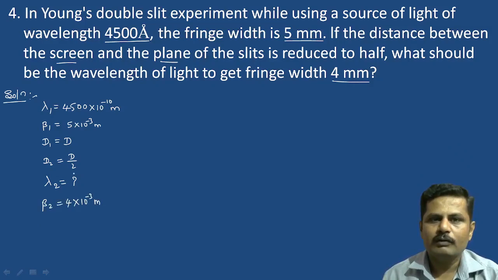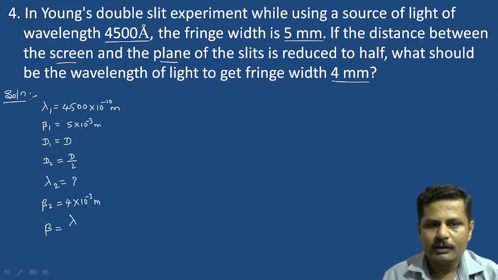So we need to find out the wavelength of the light to get the fringe width of 4 millimeter when the distance between the screen and the plane of the slit is reduced to half. As we all know, an expression for the fringe width is given by beta equals lambda D divided by d. So let me apply this for these two situations: beta 1 equals lambda 1 d1 divided by small d, and beta 2 equals lambda 2 d2 divided by d.